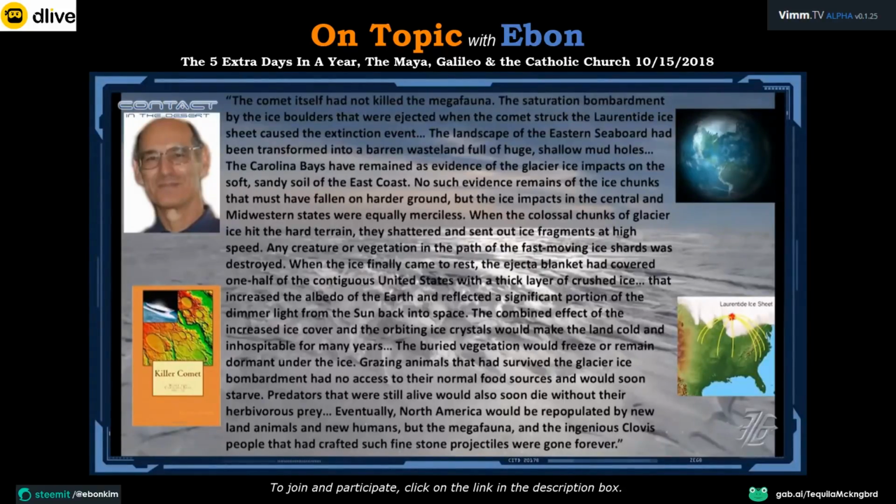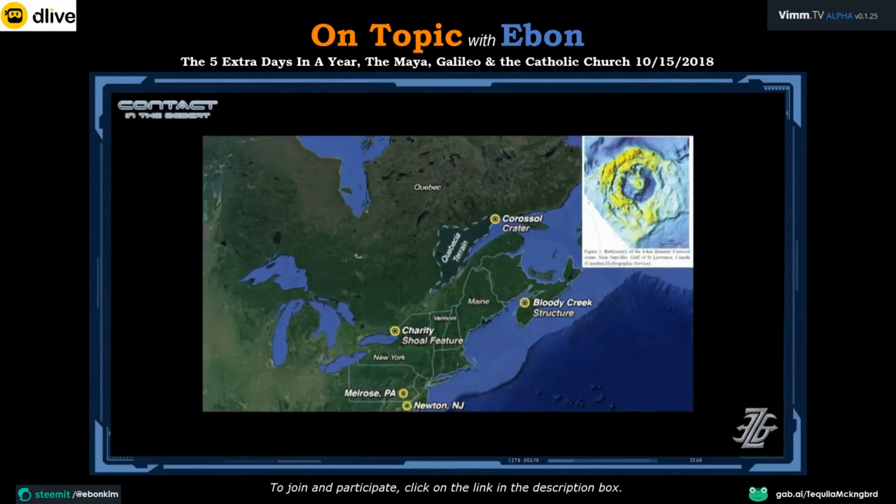The combined effect of the increased ice cover and the orbiting ice crystals would make the land cold and inhospitable for many years. The buried vegetation would freeze or remain dormant under the ice. Grazing animals that had survived the glacier ice bombardment had no access to their normal food sources and would soon starve. Predators that were still alive would also soon die without their herbivorous prey. Eventually, North America would be repopulated by new land animals and new humans. But the megafauna and the ingenious Clovis people that had crafted such fine stone projectiles were gone forever.